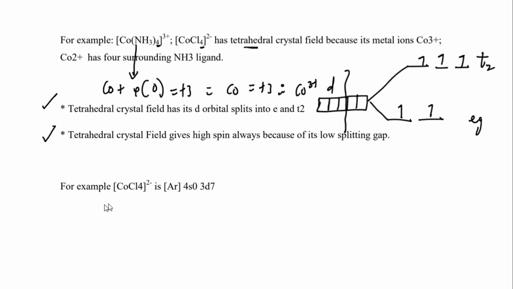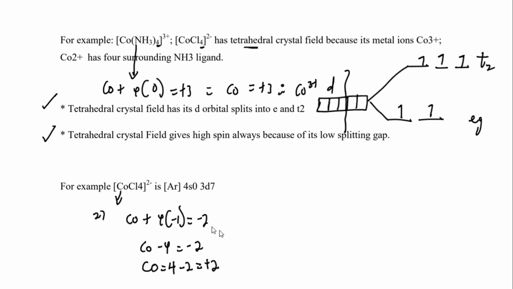So let's look at this example. We have CoCl4 2 minus. Basically cobalt is 27. Let's calculate the oxidation number of cobalt here. We have Co plus 4 times minus 1 to give minus 2. So we have Co minus 4 equals minus 2, right? So Co is 4 minus 2, and that's plus 2. So the configuration is going to be Co2 plus, and that will be Ar, put in brackets, we have 4s.